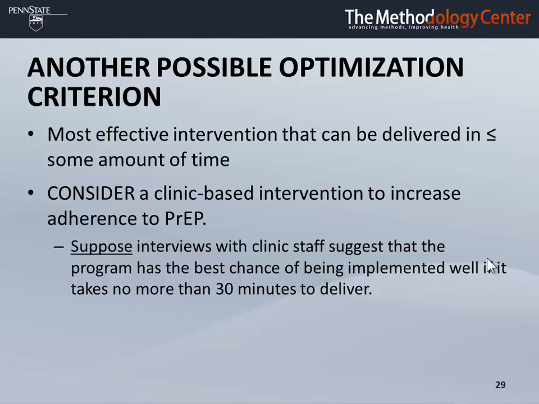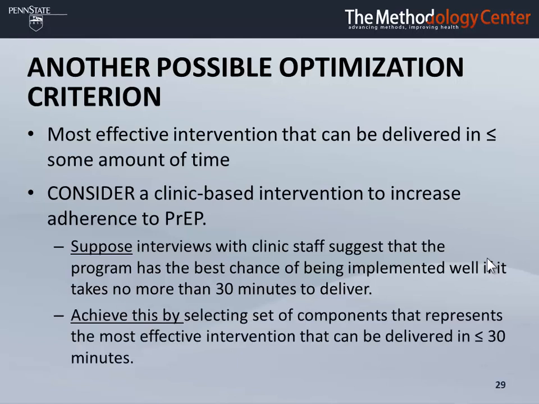Now, time. That also could be an important constraint. In clinic settings, a lot of times, time is an important constraint. A lot of other settings, too. So suppose the clinic staff say, well, we have the best chance of implementing this program exactly the way you intended if it takes no more than 30 minutes to deliver. So you can select a set of components that will give you the most effective intervention you can get that takes no more than 30 minutes to deliver. So this is what I mean by starting at the end. Starting at the end saying, what are the constraints on implementation?